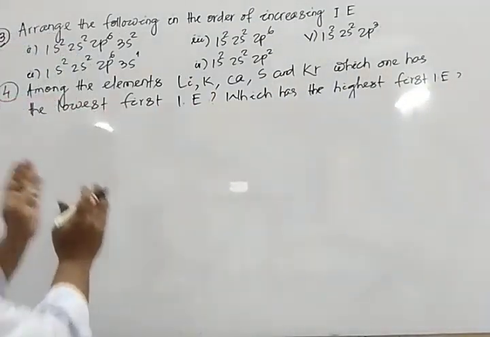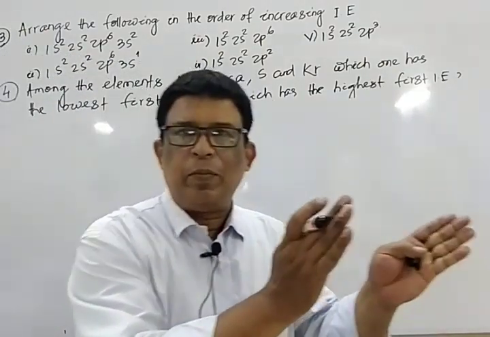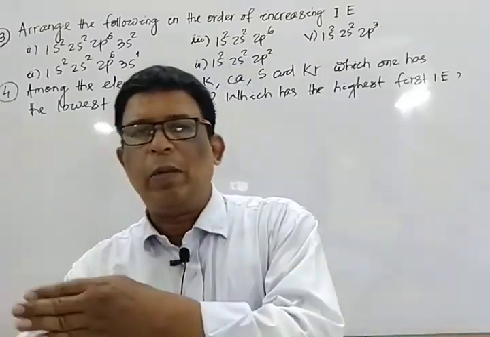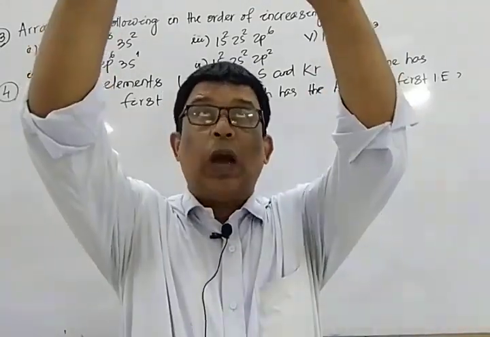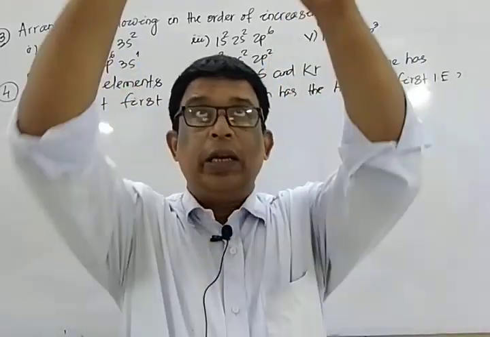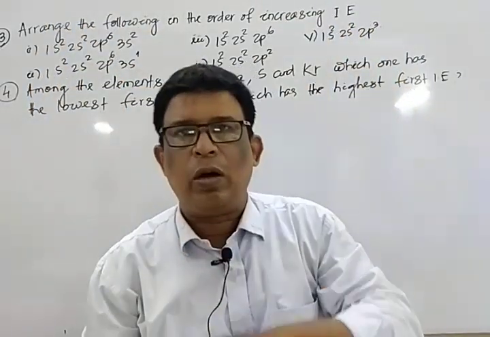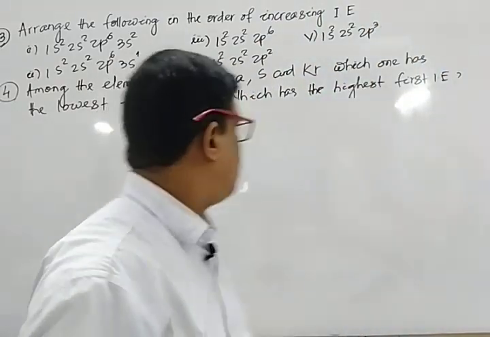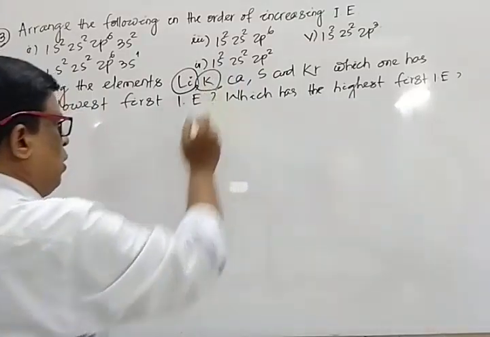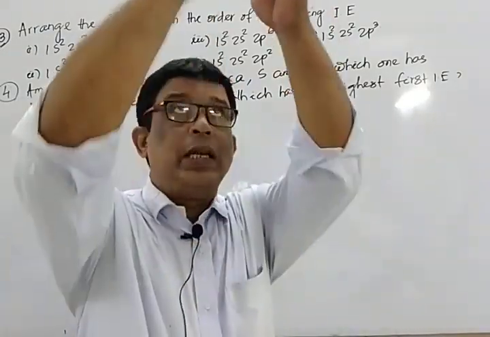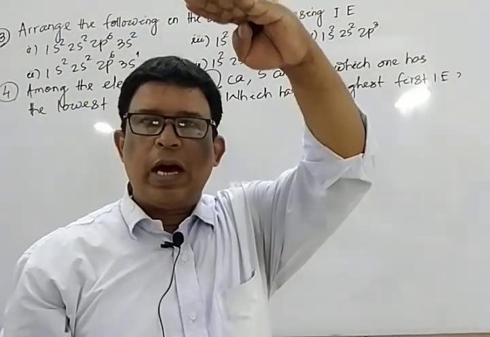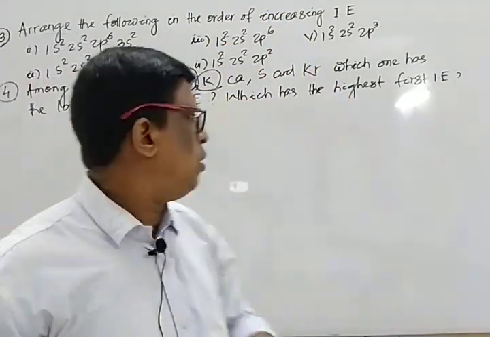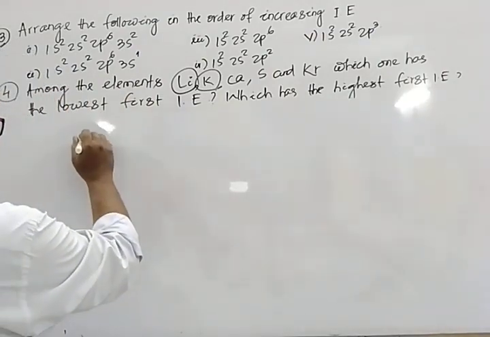Generally in the periodic table, the left side possesses the lowest and the right side possesses the highest. While moving from left to right, ionization increases. And while moving from top to bottom, the top one possesses higher and the bottom one possesses lower ionization energy. Mark that lithium and potassium are in the same group, but the top one is lithium and the bottom one is potassium.